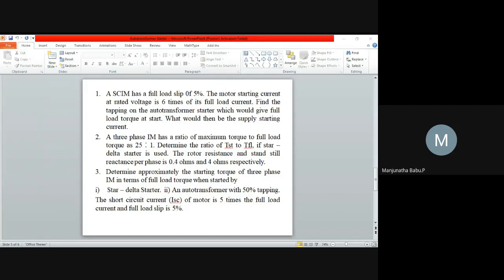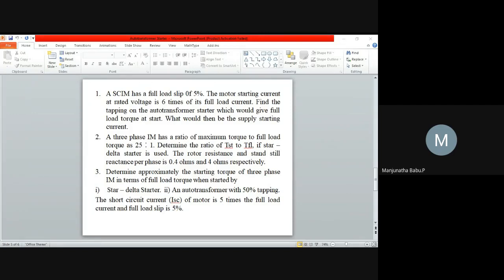So how to solve this numerical? He has given the maximum torque to full load torque as 2.5. Next he is asking to find the starting torque to full load torque. Here the resistance and reactance values are given. With respect to this, what is the formula for maximum torque? Can you remember the formula for the maximum torque? So maximum torque is equal to K E2 square by 2 into X2.